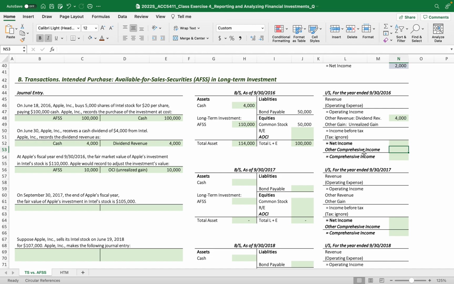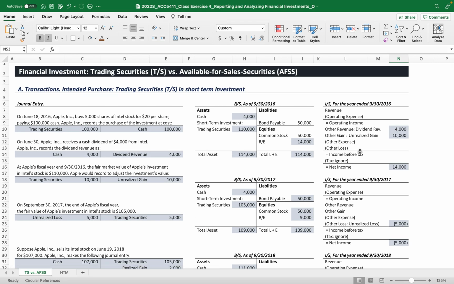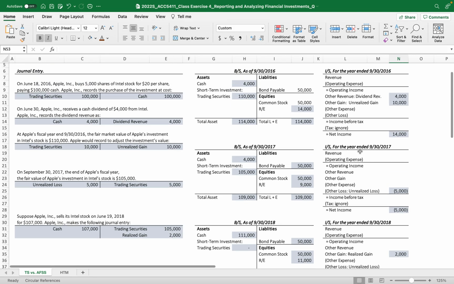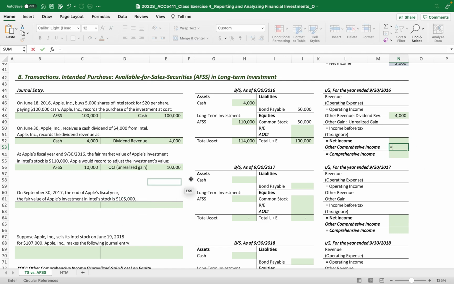So we cannot put this value on the fiscal year of 2016. But the trading securities is different. Whenever we want to sell, we will sell this stock in a very short term, right? So we just recorded this gain on the income statement under the net income, in the net income. But here, other comprehensive income, just 10,000.